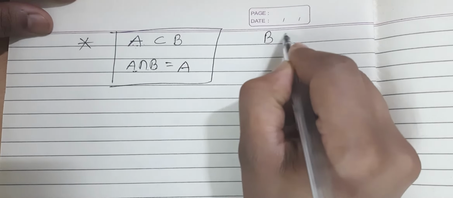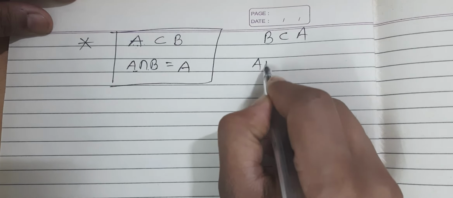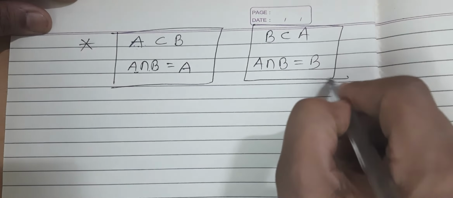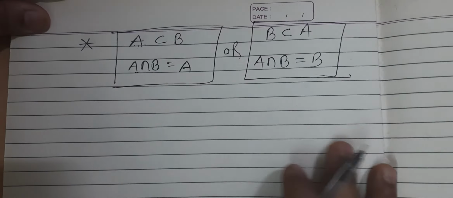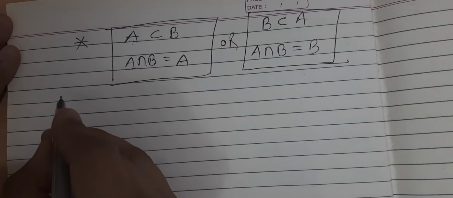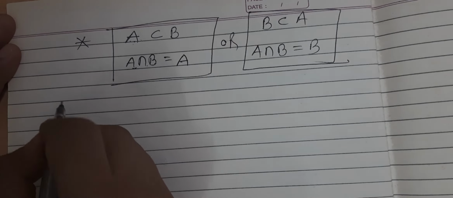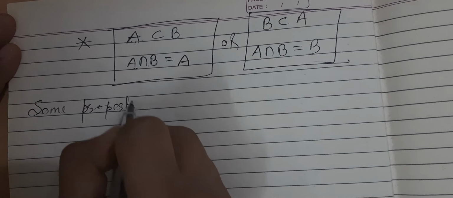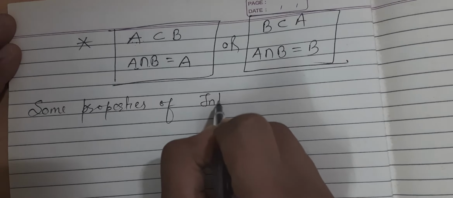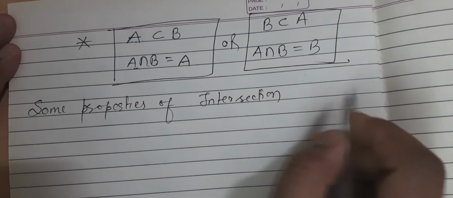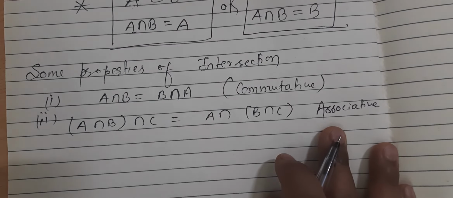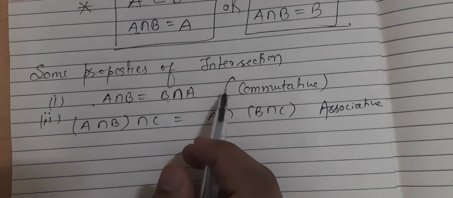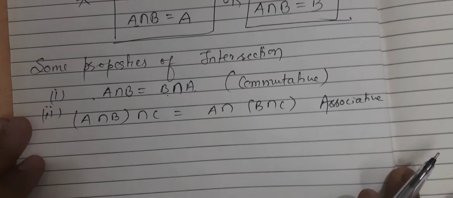Now suppose B is a subset of A, then in this case A intersection B is B only. Now, like in union, we have some properties. Similarly, we will see some properties of intersection. These two properties are clear. A intersection B equals B intersection A. This is called the commutative law, and this one is associative.